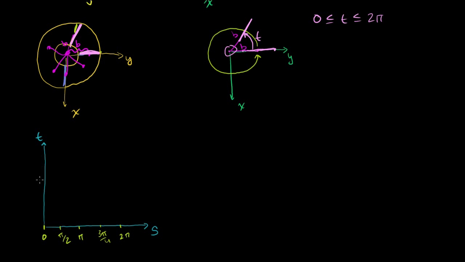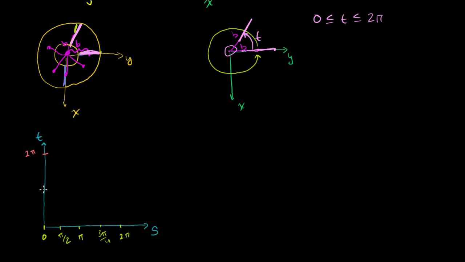You do the same thing on the t-axis. It's going to go up to 2 pi. Let's do that. So we're going to go up to 2 pi. I really want you to visualize this, because then the parameterization, I think, will be fairly straightforward.